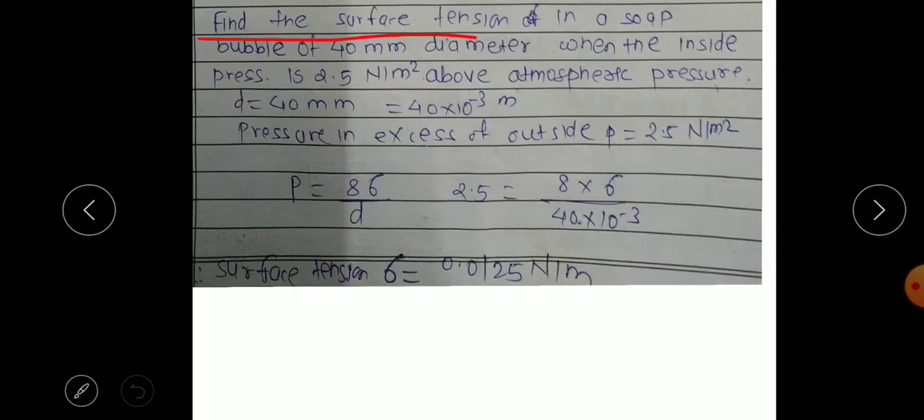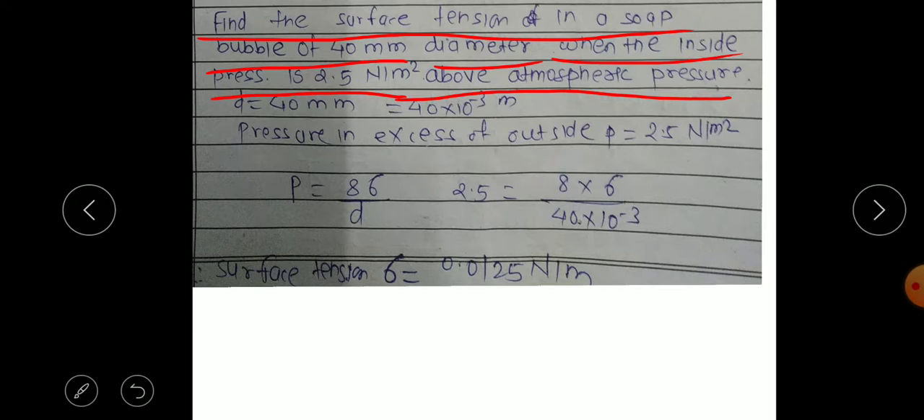Find the surface tension in a soap bubble of 40 mm diameter when the inside pressure is 2.5 Newton per meter square above atmospheric pressure. So inside pressure in excess of atmospheric pressure is given. That means this is P. Inside pressure above atmospheric means excess pressure. Pressure in excess of outside is 2.5 Newton per meter square. Diameter is 40 mm, so we convert into meter as 40 into 10 raised to minus 3.